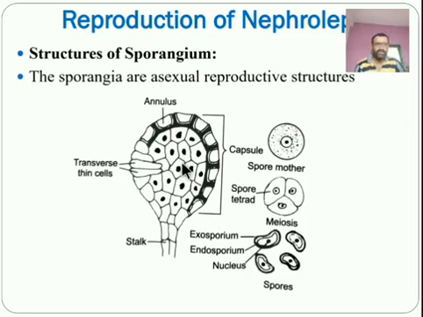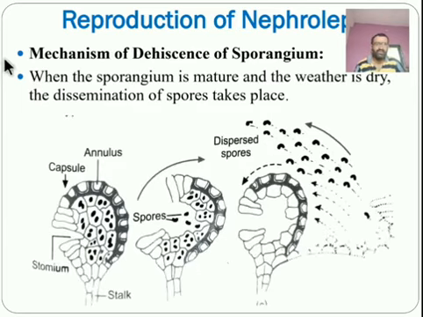These are the spore mother cells. There are 16 spore mother cells. These 16 spore mother cells, with the help of meiosis, produce 4 spores each, and a total of 64 spores are produced in the sporangium. Let us see the mechanism of dehiscence of sporangia.